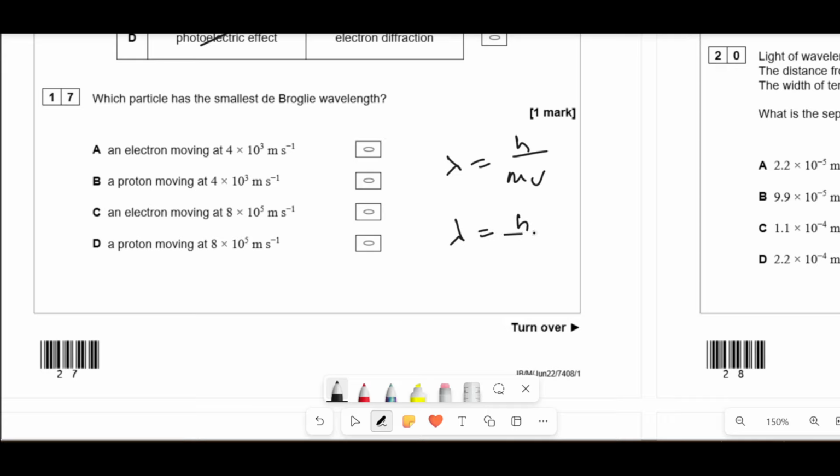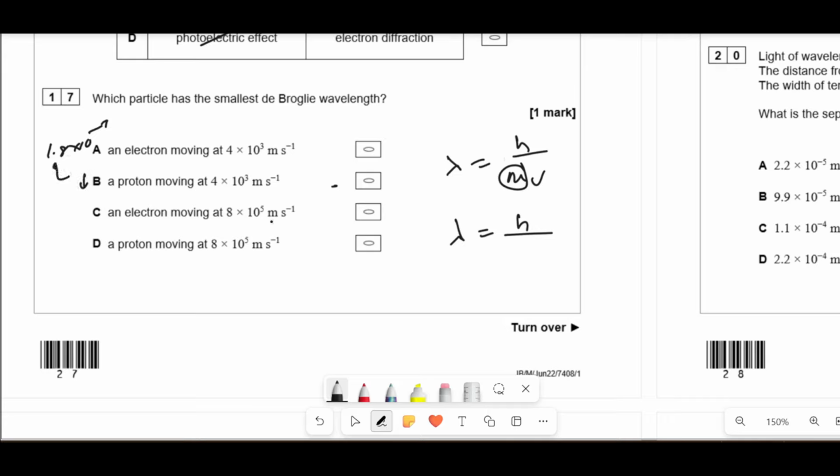The only thing I can really suggest is just rapid fire working all of this out. So for the electron, it's going to be 6.63 times 10 to the minus 34, divided by the mass of an electron, which is 9.11 times 10 to the minus 31, times its velocity, which is 4 times 10 to the 3. That's like 1.8 times 10 to the minus 7. And then if we look at the protons, if they're moving the same speed, we're going to increase the mass. So that's actually going to make the wavelength smaller, because you can see the wavelength is proportional to 1 over m v. So that one's going to be smaller than this, right?